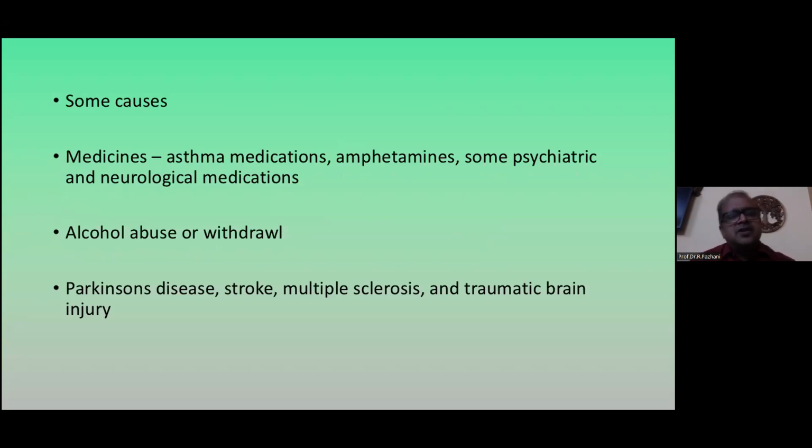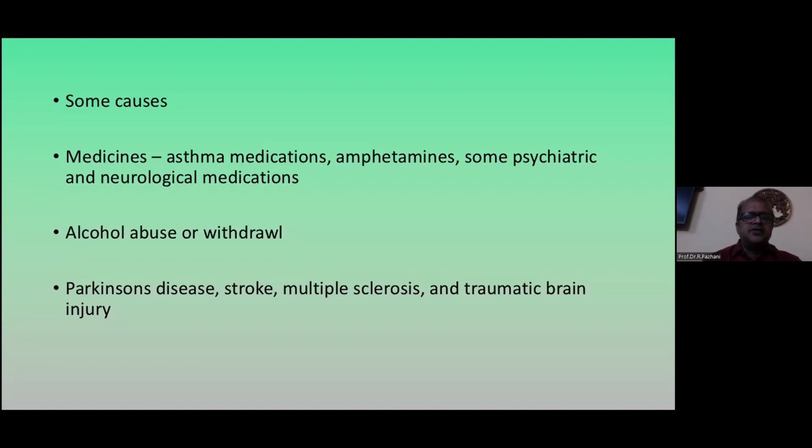Some causes, what are the common causes? We have to ask some questions of the patients to find out what the causes of this tremor are, whether it's an independent tremor or secondary tremor. Medication history is very, very important, because without that we cannot come to a conclusion, and whatever treatment we are giving, we are only adding another medicine to the existing medication. Asthma medication may make the tremor manifest. Some drugs like amphetamines, some psychiatric and neurological medications. We have to ask about the history of drug abuse, alcohol abuse or alcohol withdrawal.